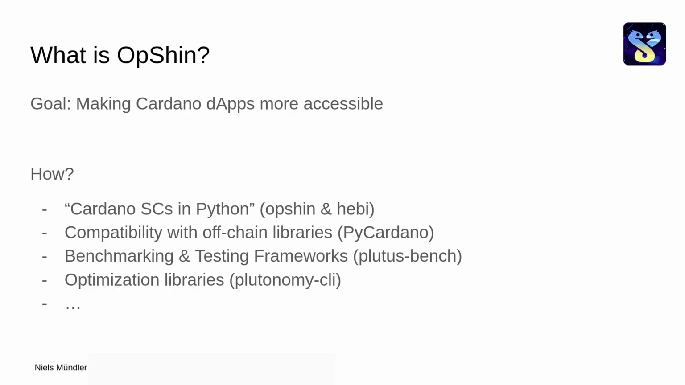OpShin, you might have heard about it, lets you write smart contracts in Python, but it provides more. It integrates frictionlessly with PyCardano, an off-chain library. It provides benchmarking and testing frameworks, called the Plutus bench, and generic optimization libraries such as the Plutus CLI. There's also more to it, but you can explore the GitHub repository if you're interested.